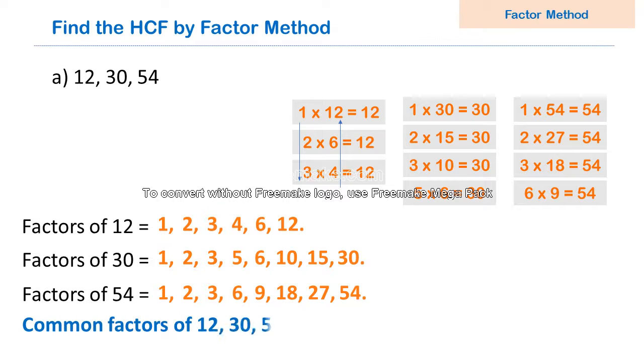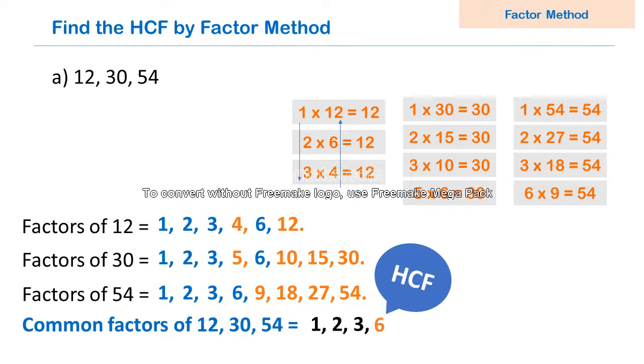Then we find out the common factors. So the common factors of 12, 30 and 54 are 1, 2, 3 and 6. Then we find out the HCF. So the highest common factor of 12, 30 and 54 is equal to 6. Hope you understand how we find the HCF by the factor method.